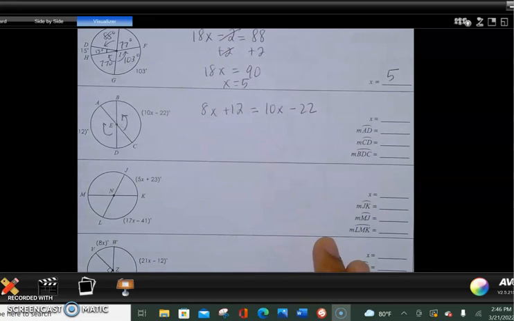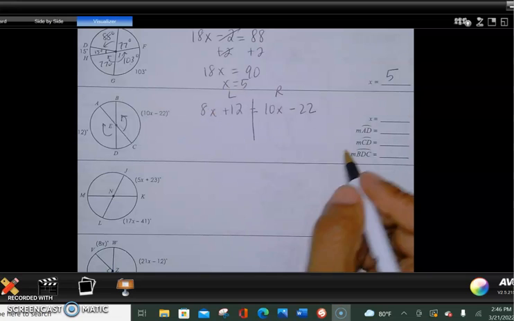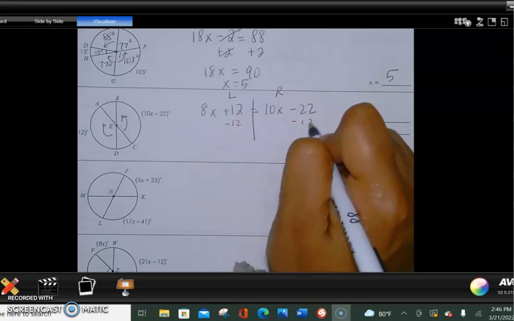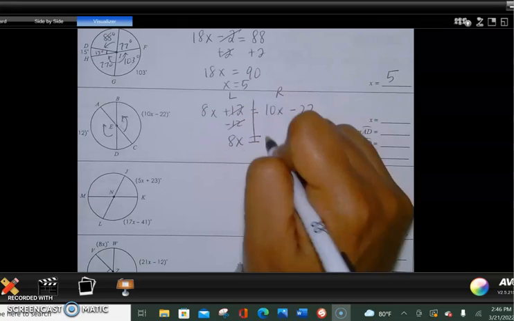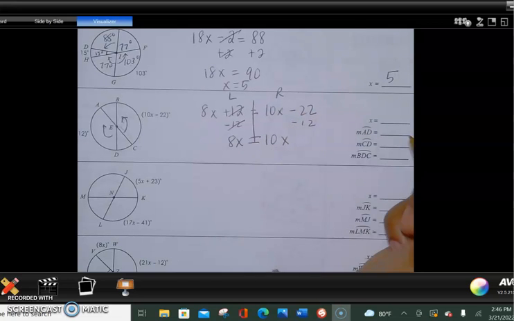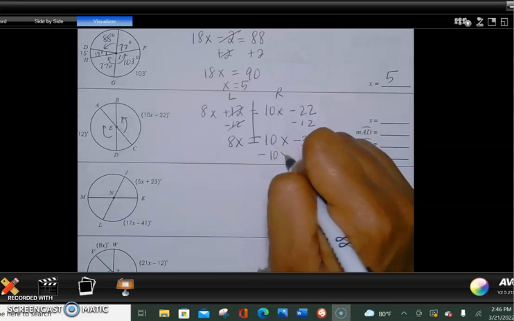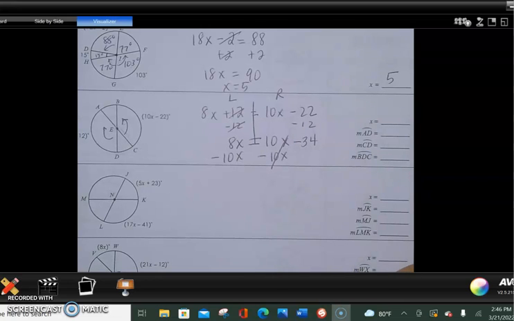And again, remember, I do letters left, numbers to the right. So again, here's my right side of my equation. There's my left side. Move numbers to the right by inverse operation. So I'm going to subtract 12, subtract 12. Now I just have 8x equals, and I got 10x minus 34. And then I'm going to move my 10x to the other side. I don't like that it's negative, but it is what it is.